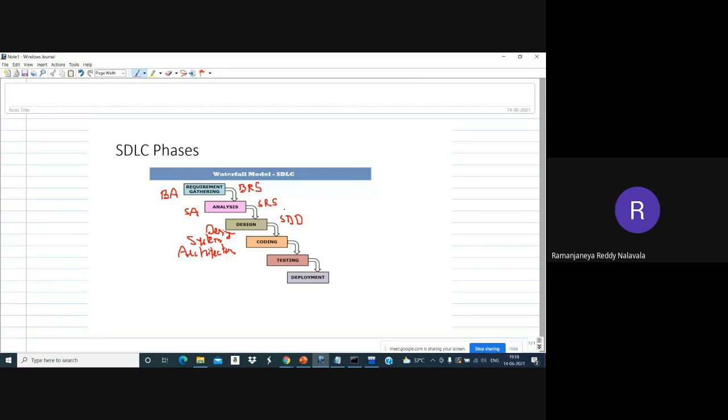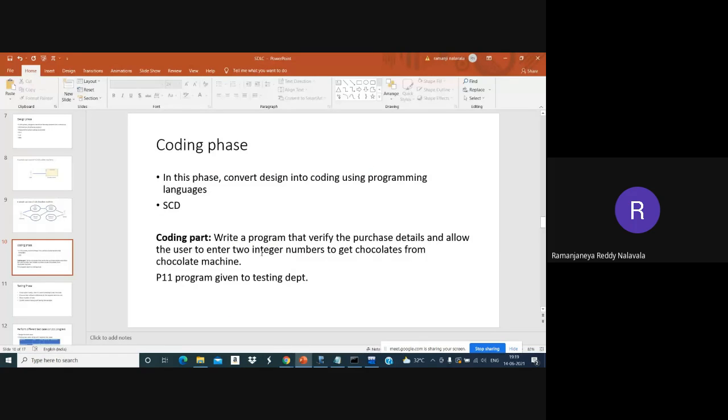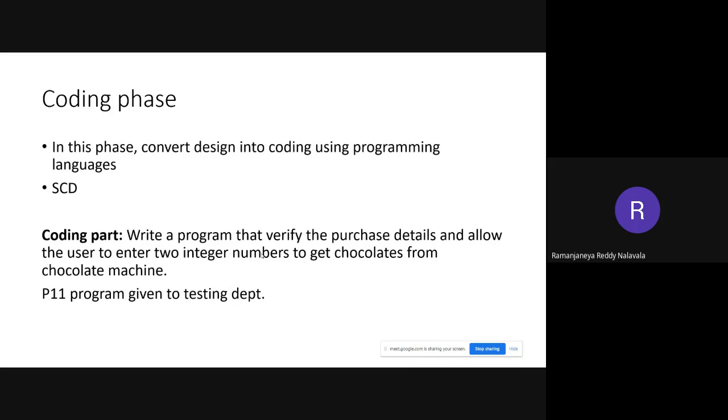Now this SDD document is the input to the coding phase. In this coding phase, all levels of developers, senior developers, juniors, freshers will come into this phase. In this way, we convert the SDD system design document into code. The output of this coding phase is a source code document. Now we will elaborate this coding phase because we belong to this coding part.